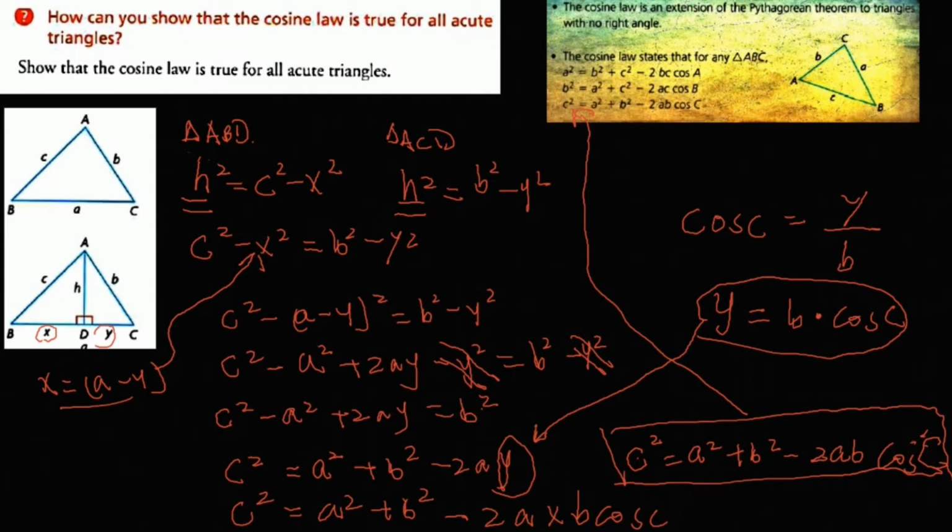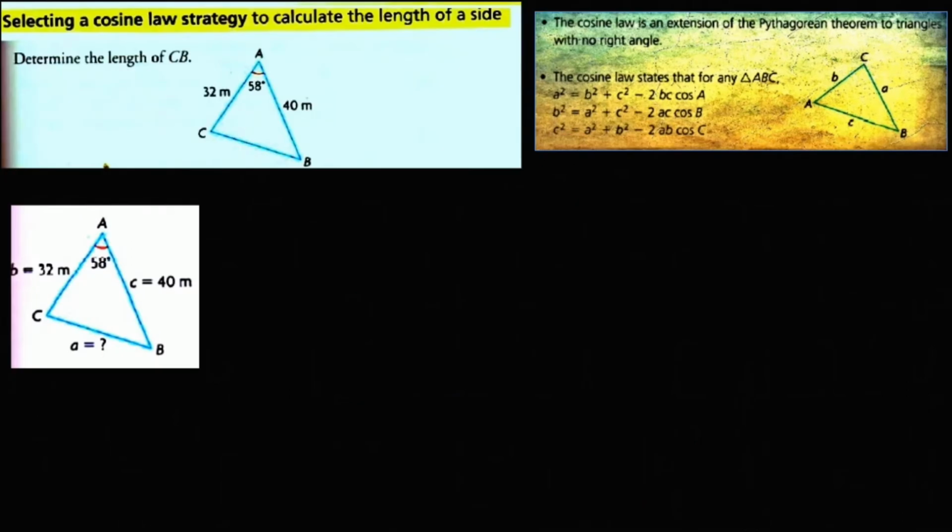So for the rest of the two of them, like a squared, b squared, we can draw a line segment from B to AC, and draw a line segment from C to AB, that's perpendicular to the base, right? Okay, let's look at the second question.